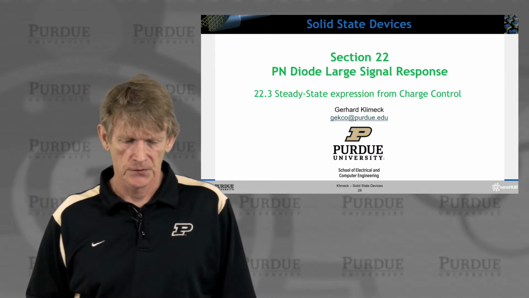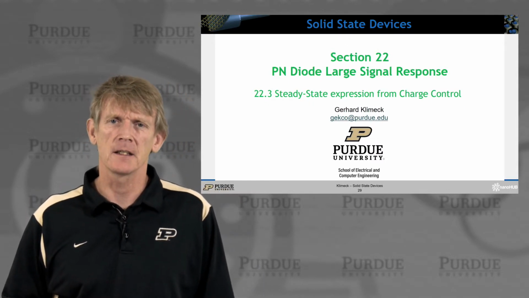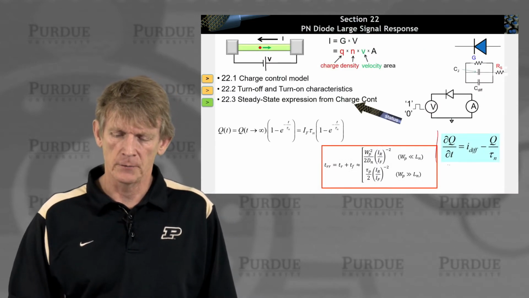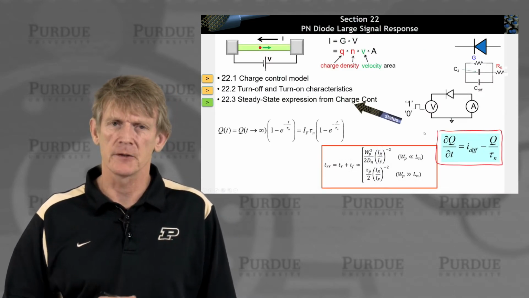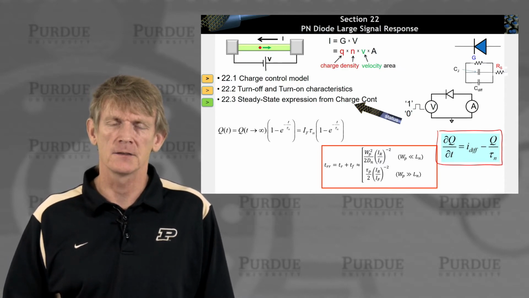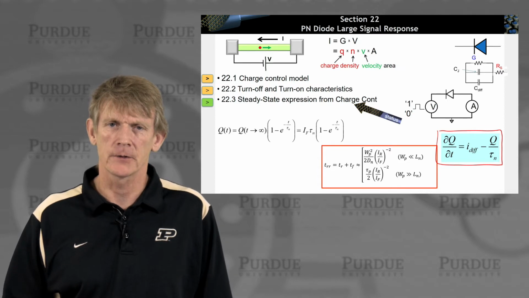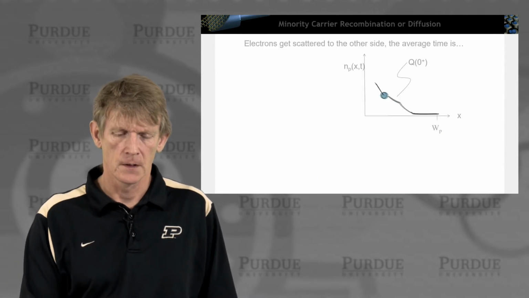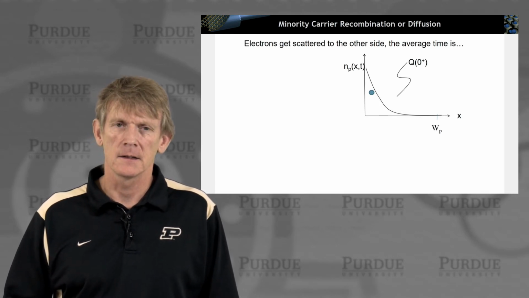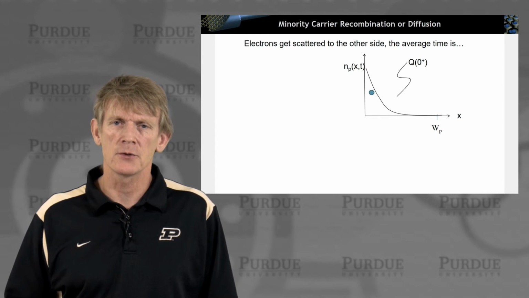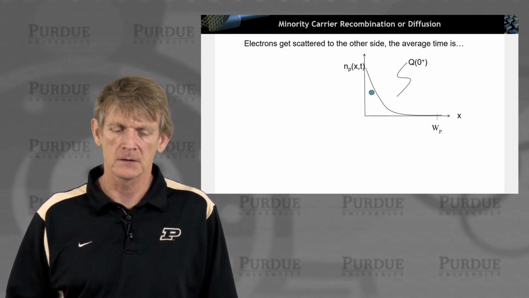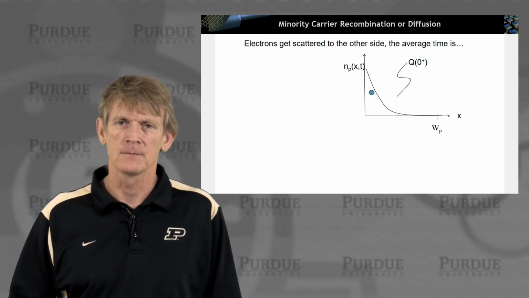All right, so here we are. Let's look at the steady state expression from the charge control model. Again, the charge control model is a differential expression for the charge that's stored on the diode as minority carriers. We just discussed that the minority carrier distribution, say the electrons on the p side, may be distributed like this.